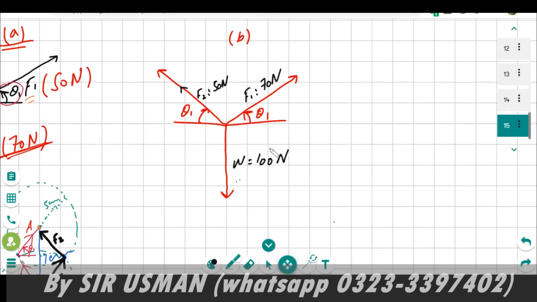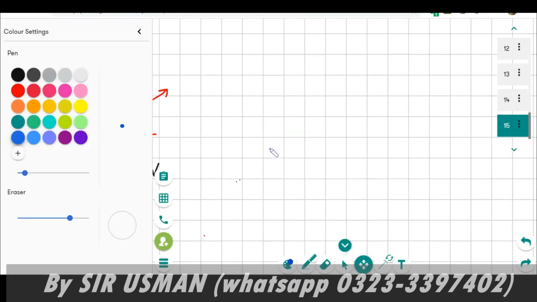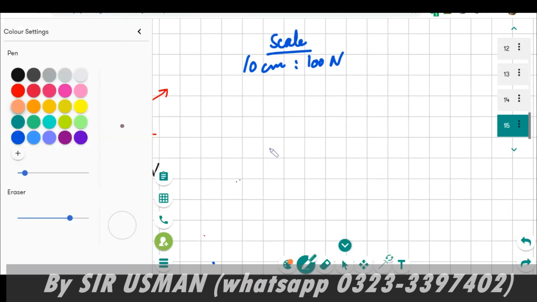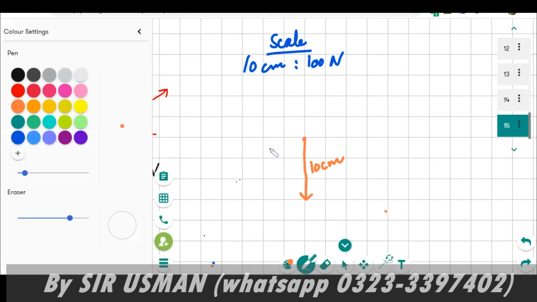Now the next condition, next scenario. So we are going to do the same thing. First, we will need to draw the vector W. Let's say 10 centimeter means 100 Newton, as a scale. So this is the first thing you always need to do. So we have the scale. So it should be 10 centimeter downwards.